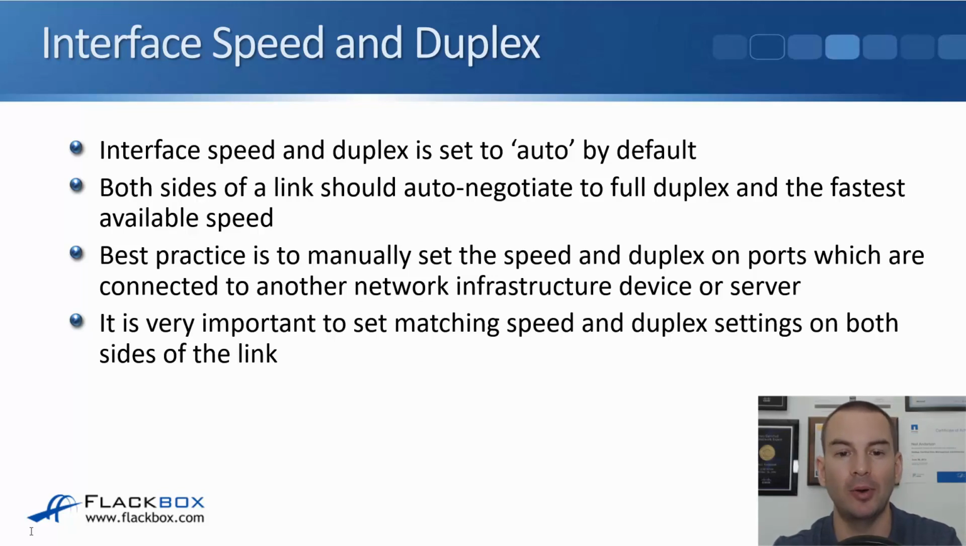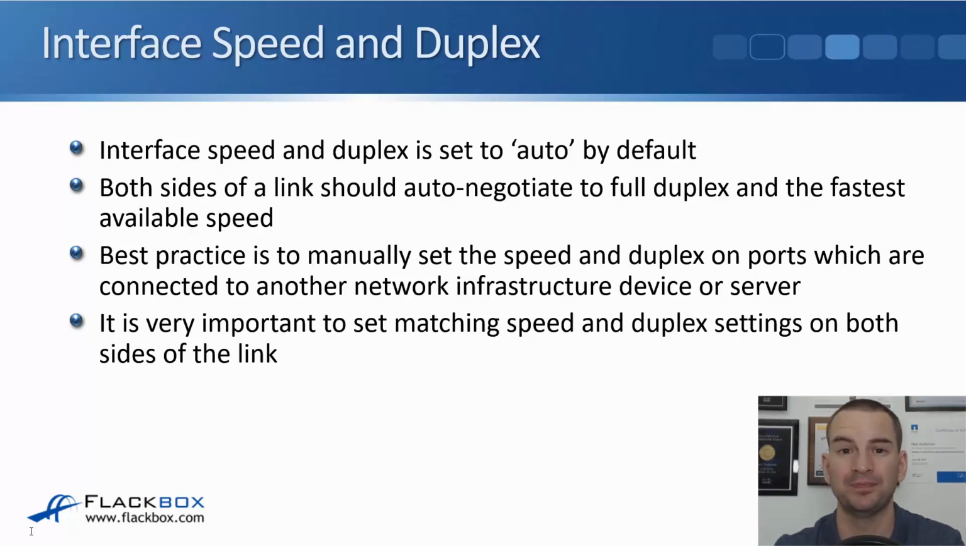It's very important to set matching speed and duplex settings on both sides of the link. So either leave both sides set as auto or set both sides manually. Do not have one side at auto and the other side set manually.